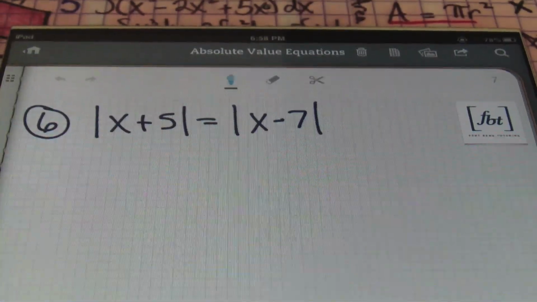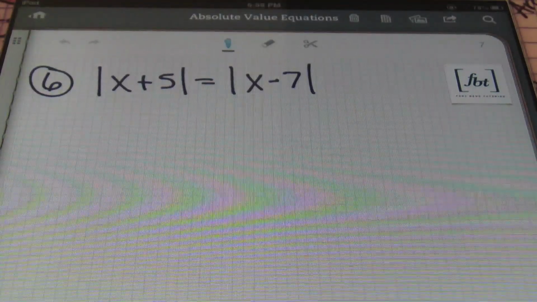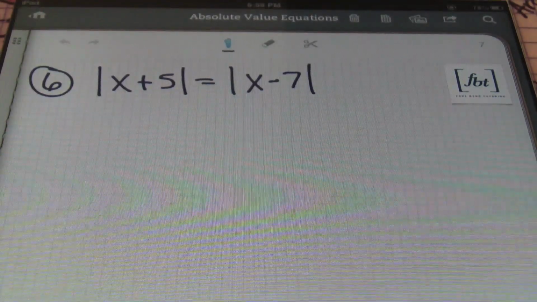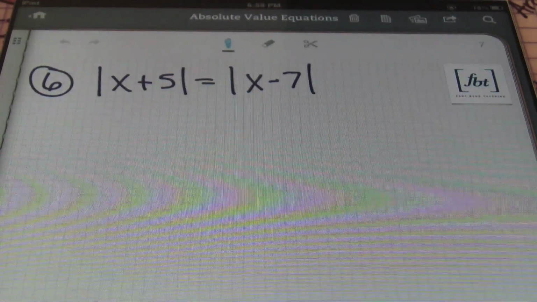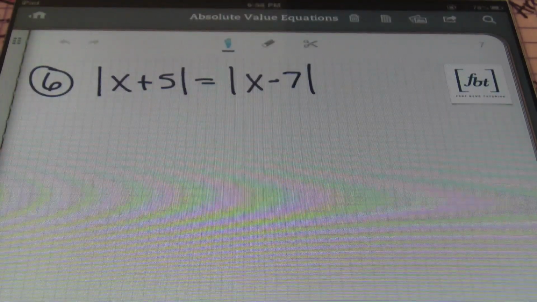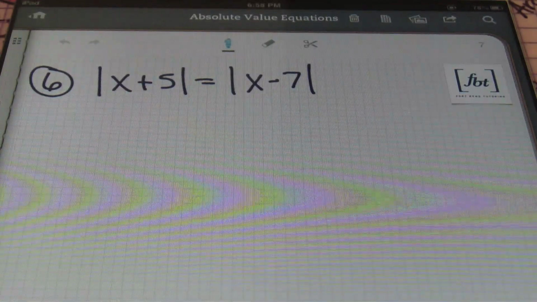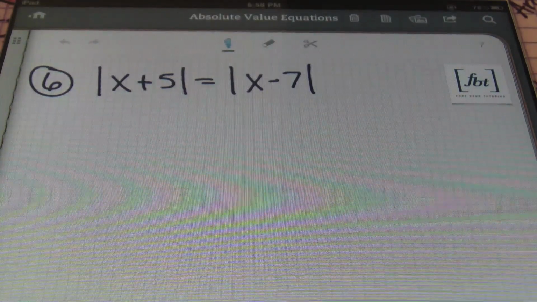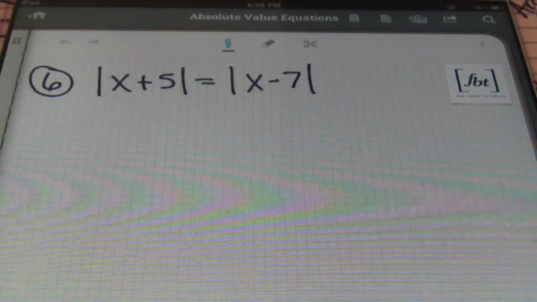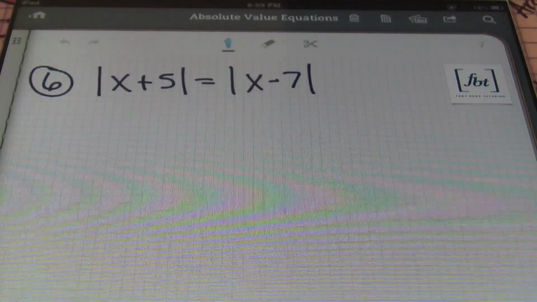In problem number 6, notice that we have an absolute value sign on both sides of the equation. So here I have the absolute value of x plus 5 equals the absolute value of x minus 7. So starting out, we are always following our steps here. Step 1 is to isolate the absolute value. And in this case, since we have 2, all you really had to do was isolate one of them. Okay, so both of them are isolated, so we're already good.